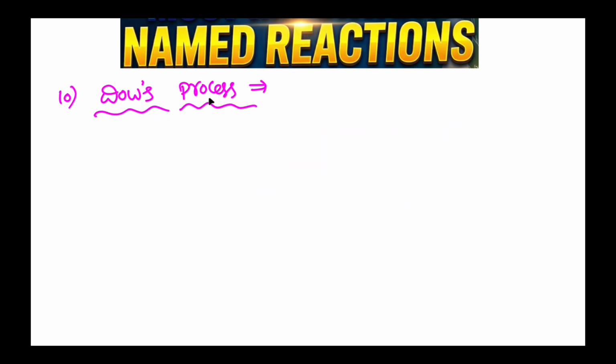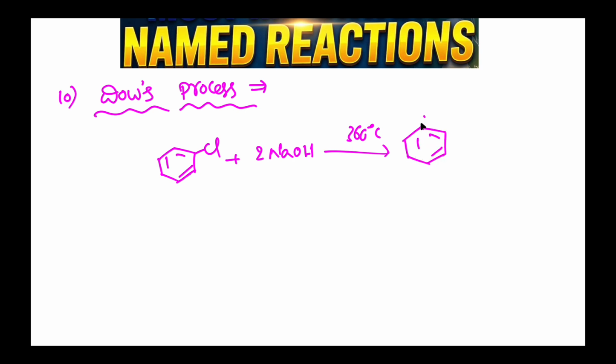The next process is Dow's process. In Dow's process, chlorobenzene is treated with NaOH at 360 degrees centigrade. We can get sodium phenoxide. Further acidification, that is treating with dilute HCl, we can get finally phenol.